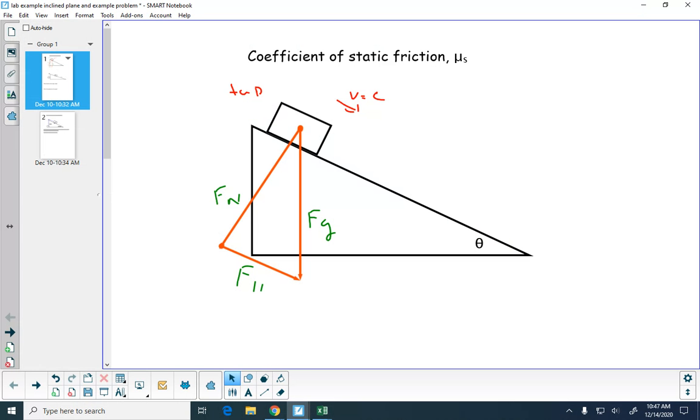So we're breaking the static friction. We have the force of friction pushing upwards on the block. It's a static force of friction because it's holding it motionless at that point. This force of friction is equal to mu times our force normal.